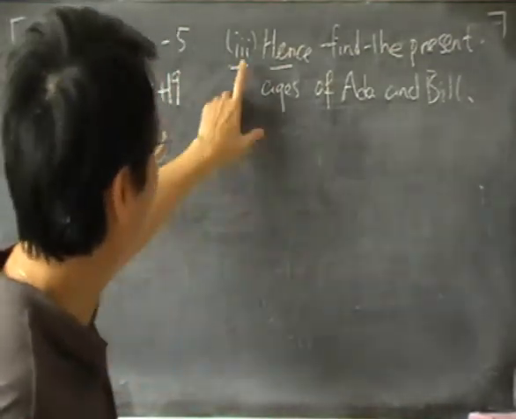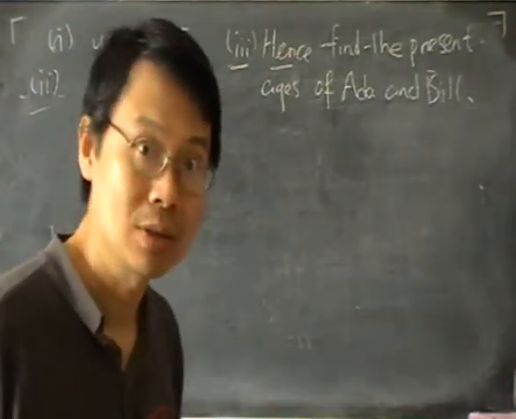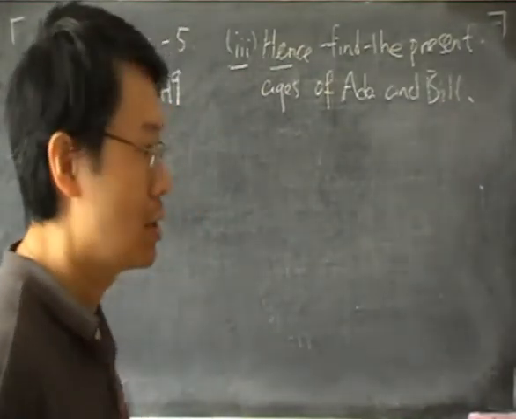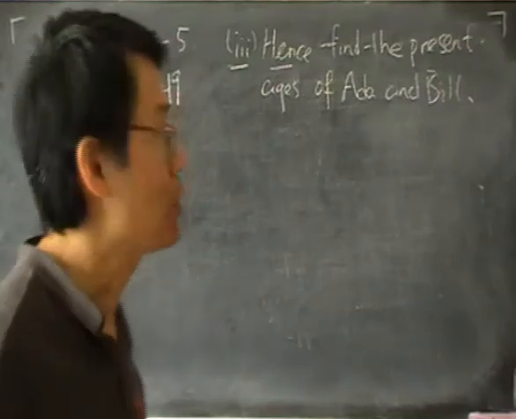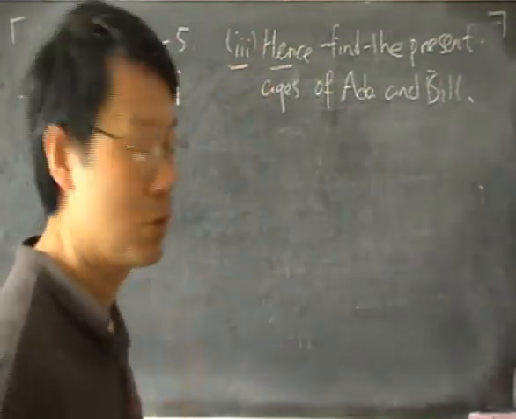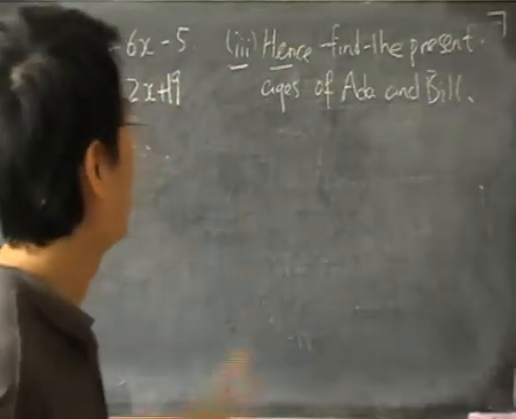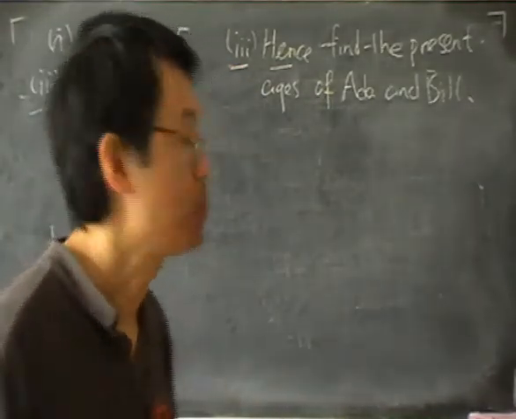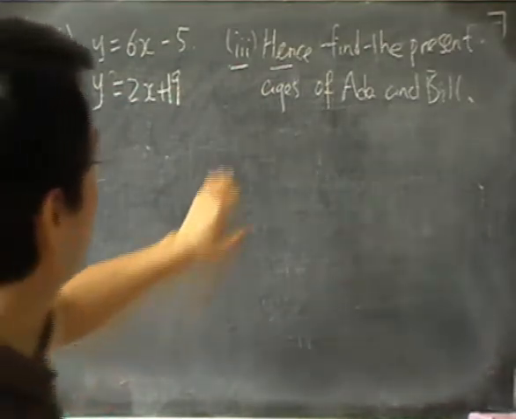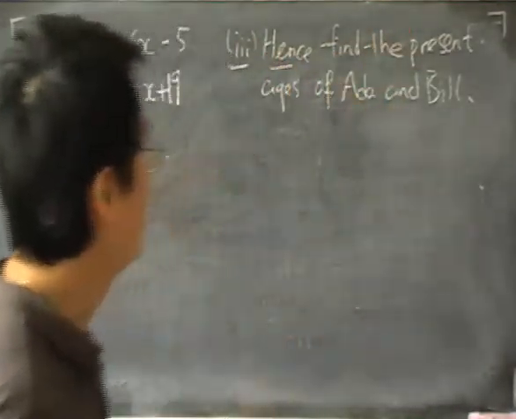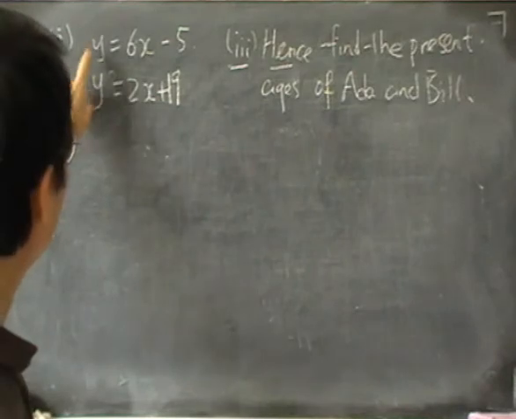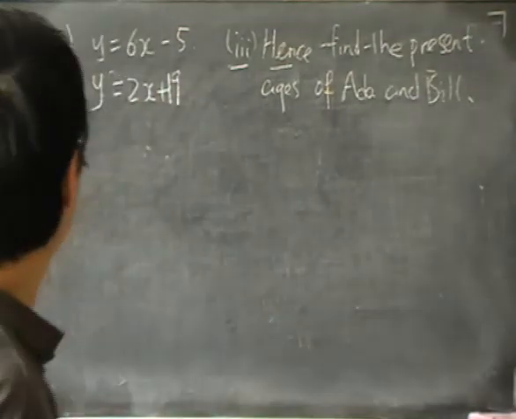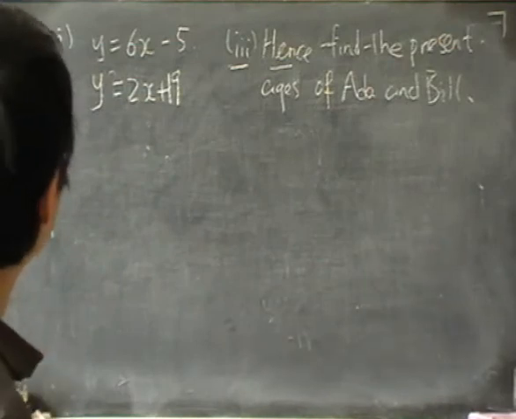So whenever you see Roman numerals and you see the word hence, or they don't have to come together, then be careful. If you're not sure of how to do this part of the question, it's quite likely that you have to look at the previous part for help. And in this case, definitely, hence find the present ages of Ada and Bill. We must make use of these two results from the last two parts of the question.